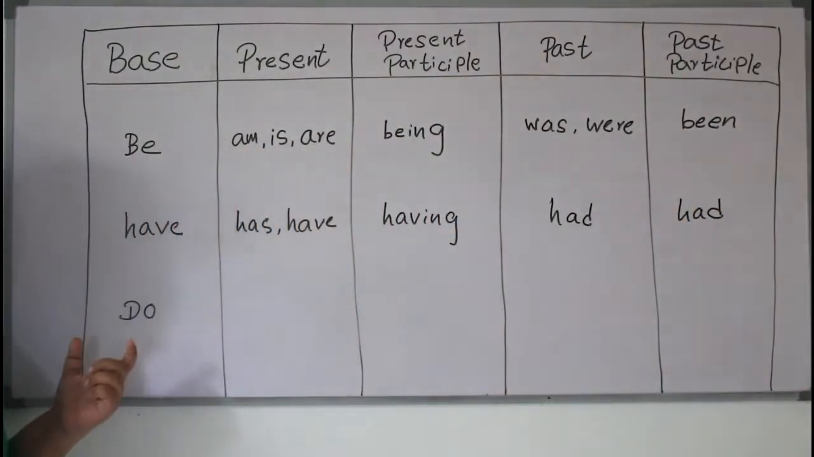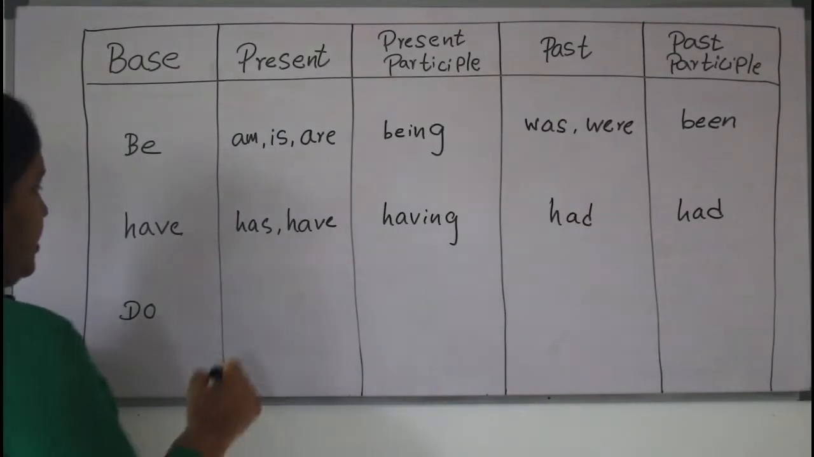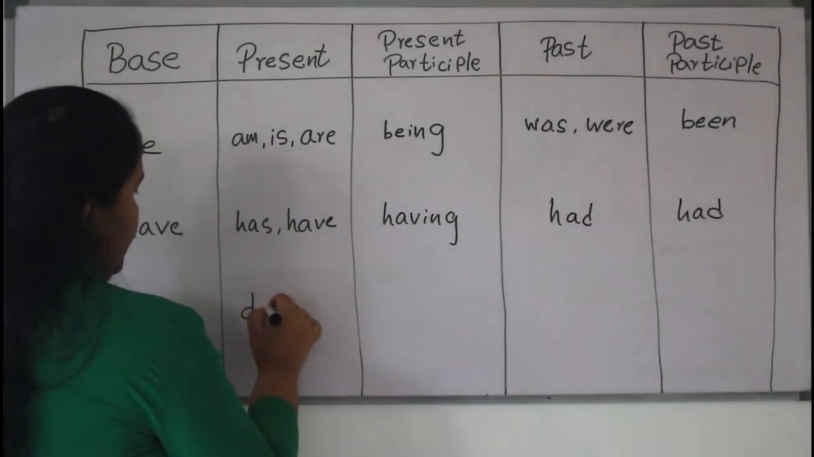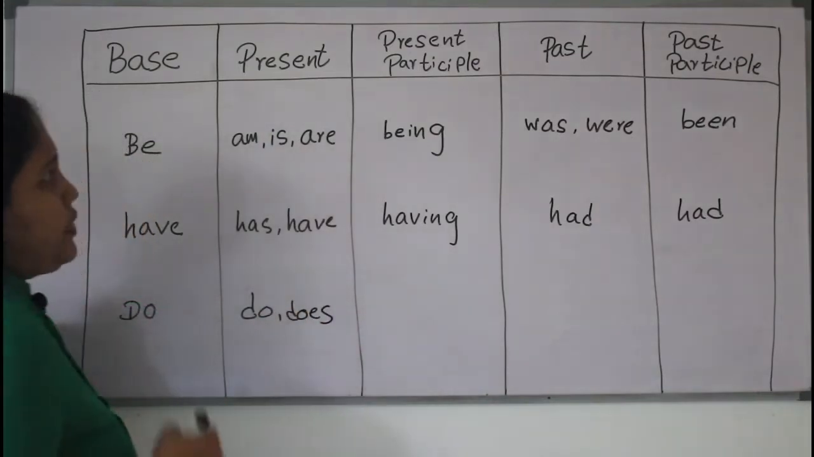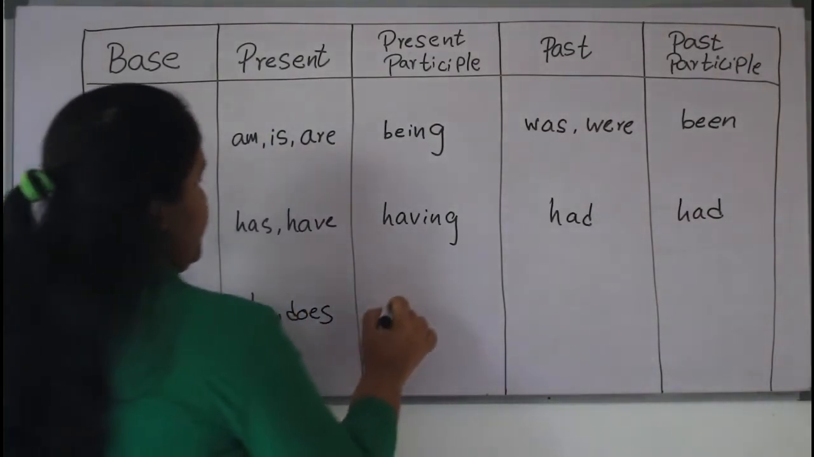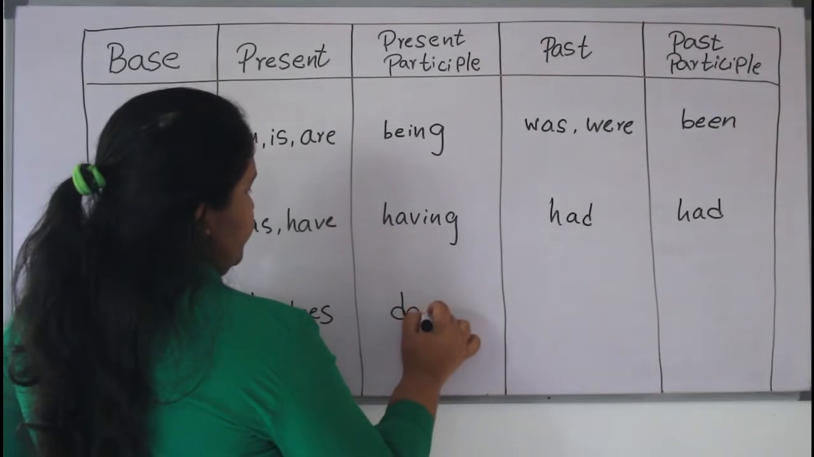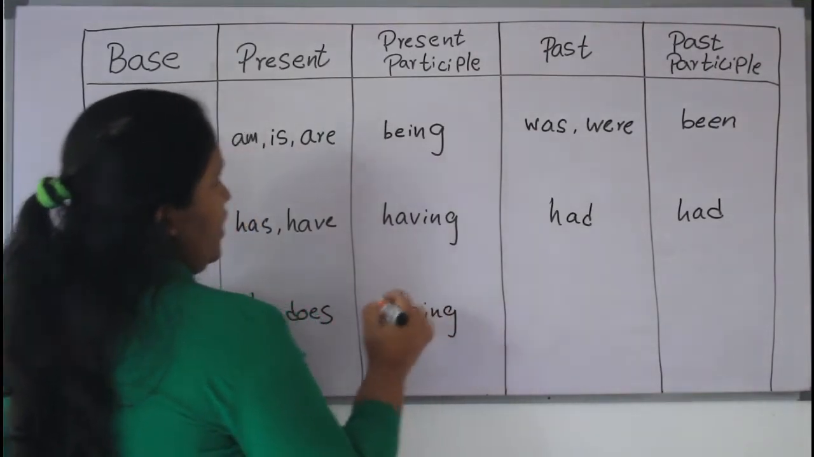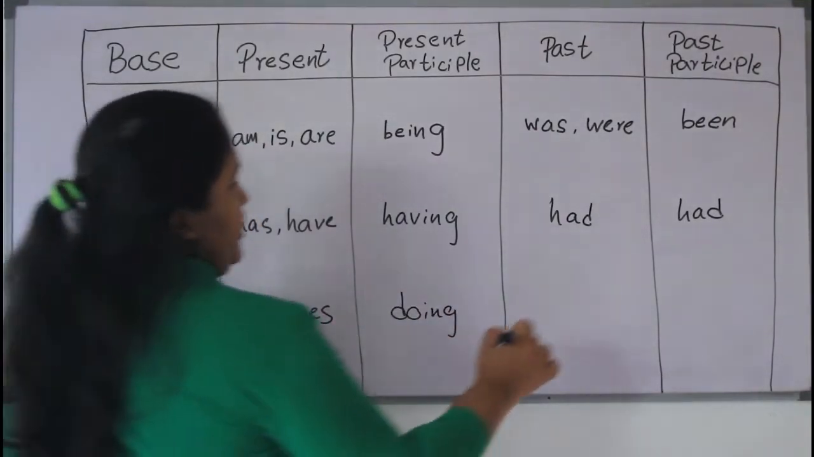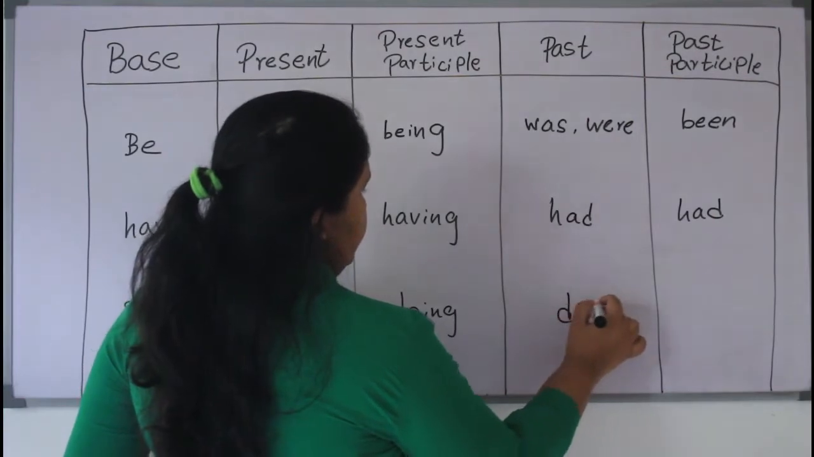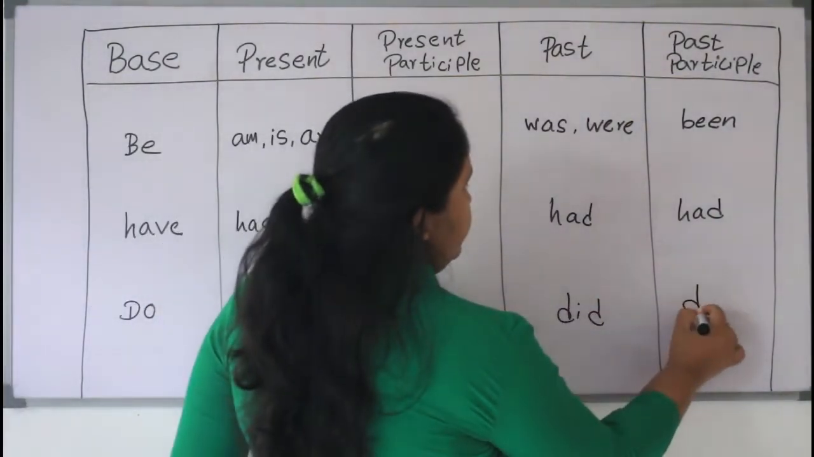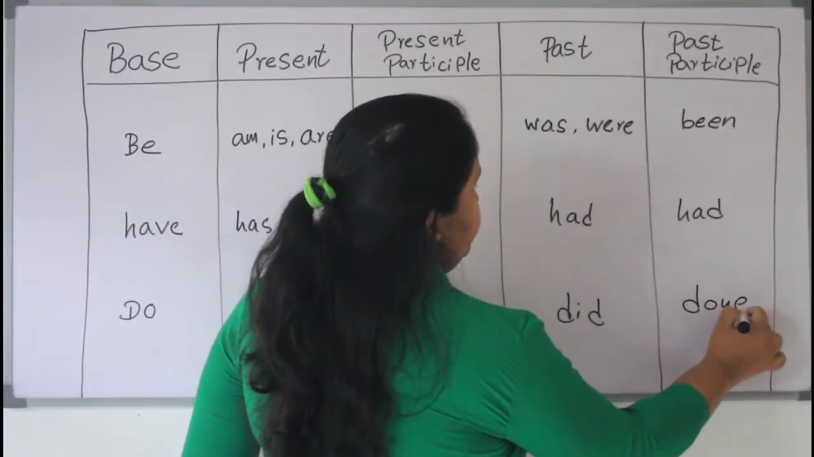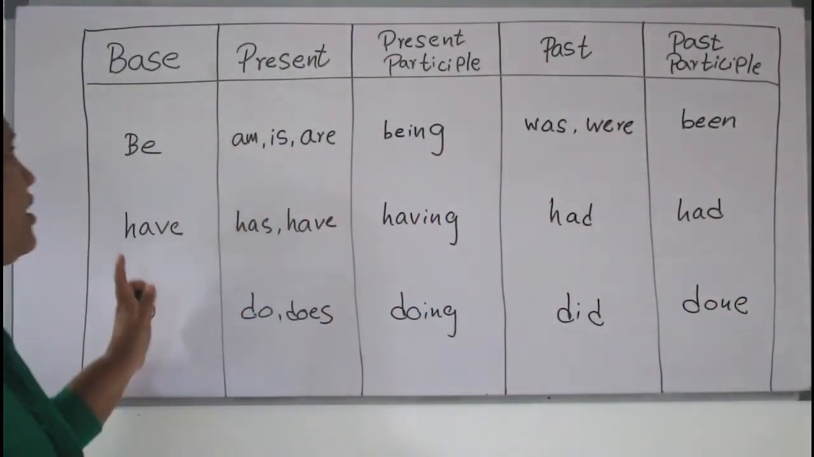Do is a base form and present form is do and does. Present participle form doing. Past form did. Past participle form done. So these are the auxiliary verbs.